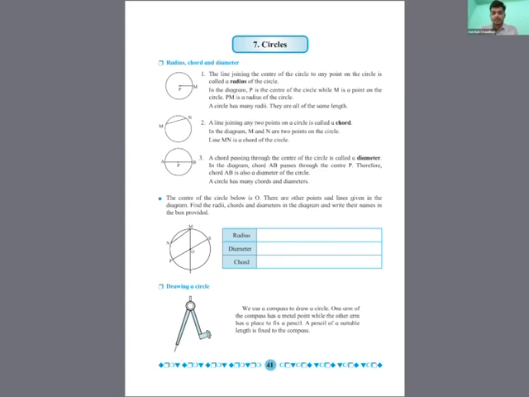Now let us see the relation of radius and diameter. If you have to calculate the diameter, the relation between diameter and radius is that diameter is equal to 2r, which means twice the radius. If I have to calculate the radius, then we simply divide the diameter by 2. So this is the relation between diameter and radius.